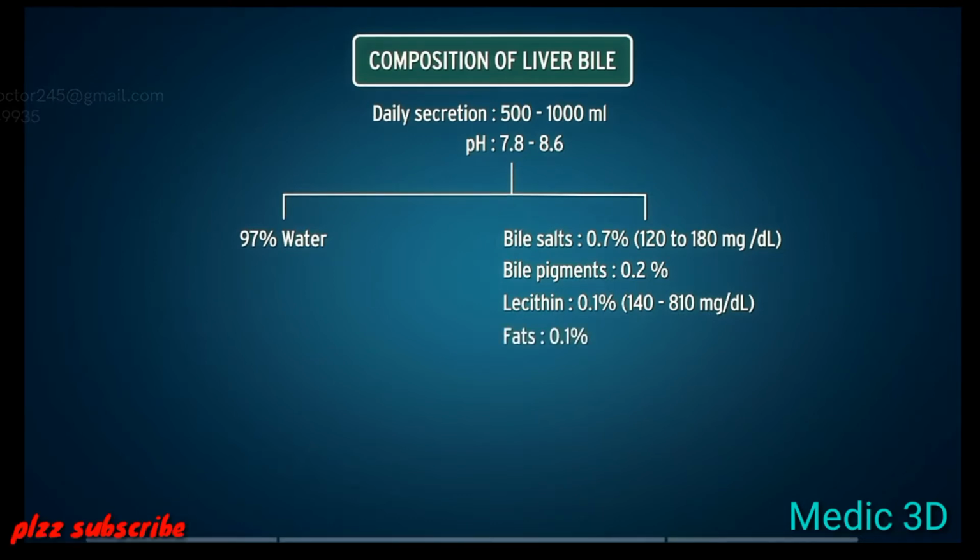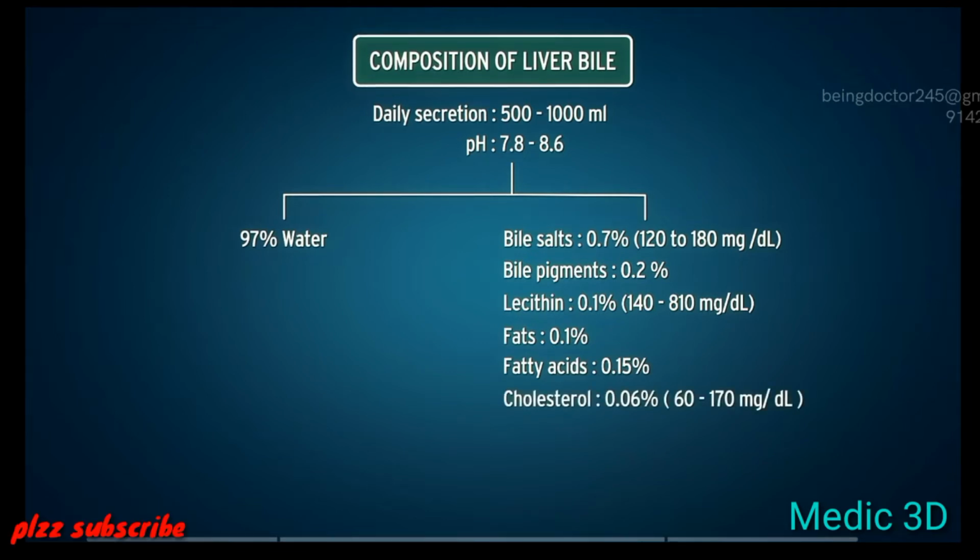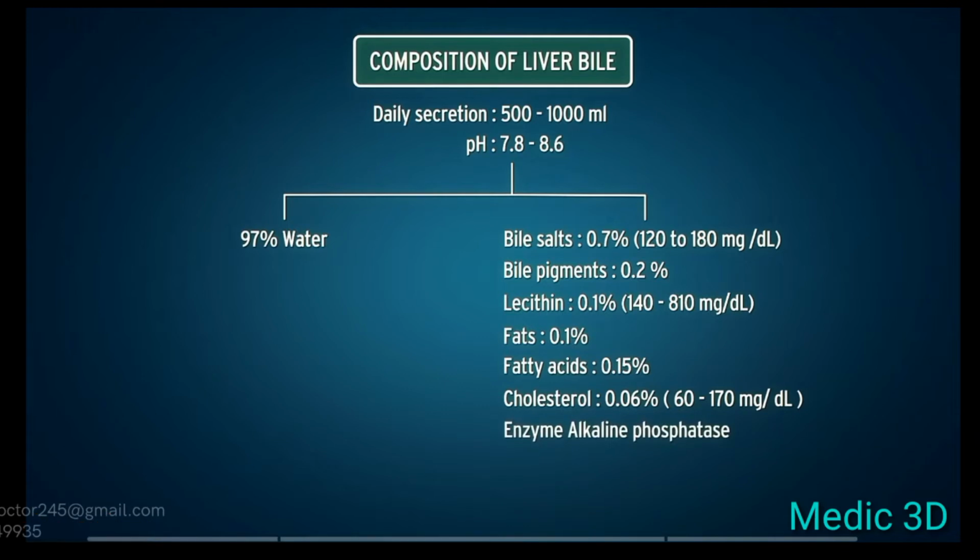Fats 0.1%. Fatty acids 0.15%. Cholesterol 0.06%, 60 to 170 milligram per deciliter. Enzyme alkaline phosphatase. It helps in converting organic phosphate to free phosphate. Electrolytes 0.7%.